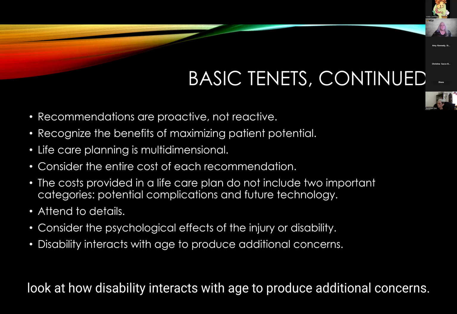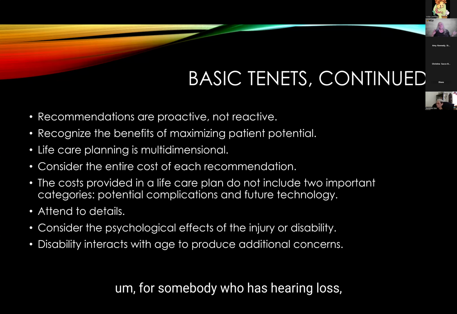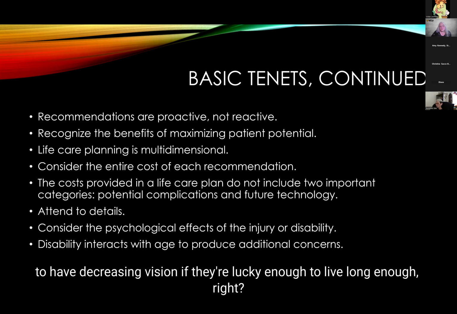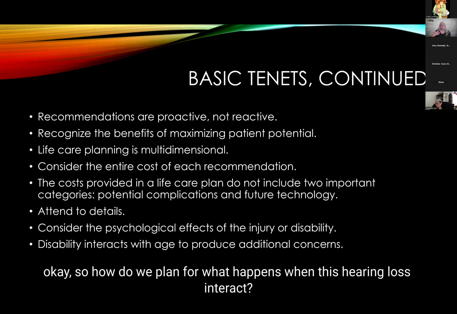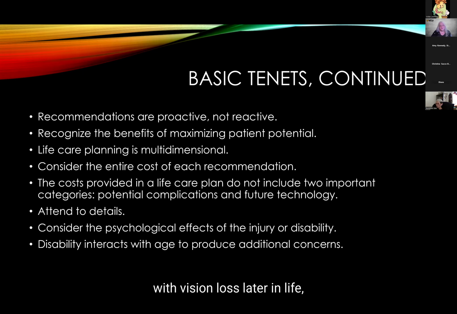Look at how disability interacts with age to produce additional concerns. For somebody who has a hearing loss, we can anticipate over time that they're likely to have decreasing vision if they're lucky enough to live long enough, right? So how do we plan for what happens when this hearing loss interacts with vision loss later in life?